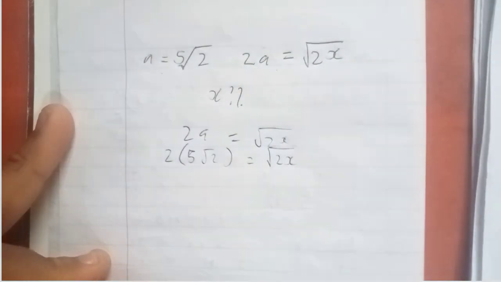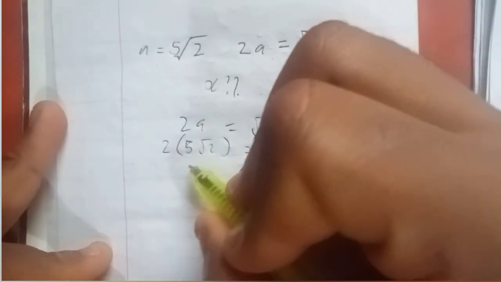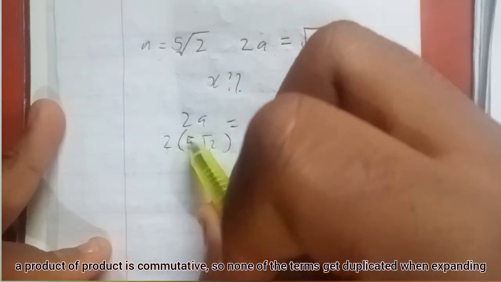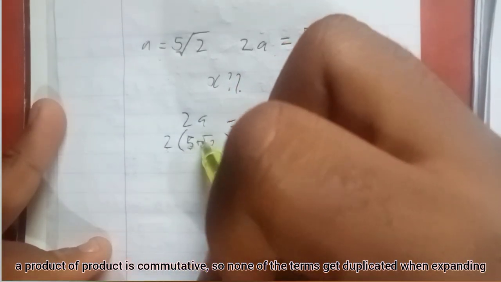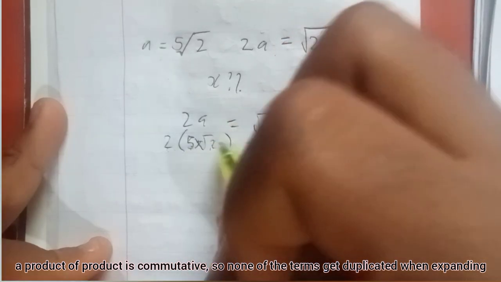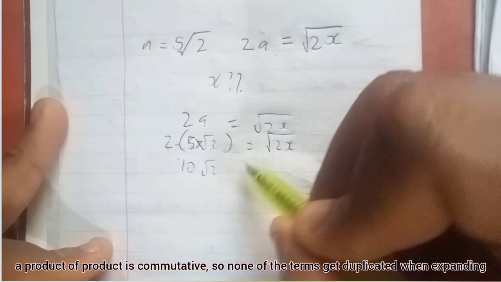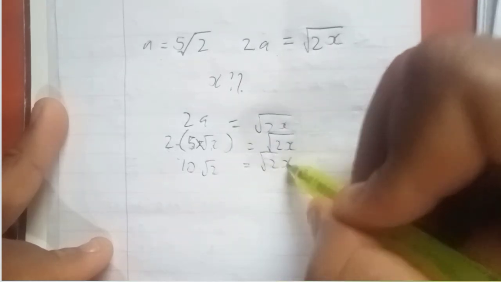Now to make it simpler, I want to expand this bracket. You don't need to multiply 2 times 5 and then 2 times root 2. These are already multiples. It's only if there was addition that you multiply them individually. Since it's a product, you just multiply it once. That will be 2 times 5, that will be 10 root 2 is equal to root 2x.